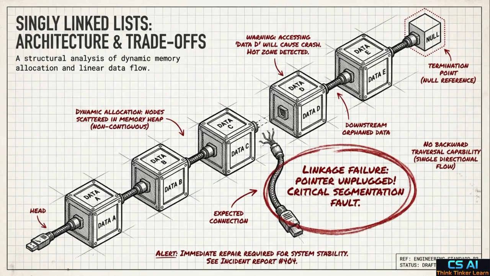However, there are critical vulnerabilities. If a pointer unplugged occurs, as shown by the broken connection after data C, it results in a linkage failure, causing a critical segmentation fault and leaving downstream unfound orphan data. Attempting to access data D after such a failure will cause a crash, making it a hot zone. This highlights the need for immediate repair for system stability, as noted in Incident Report 404. Also observe that there is no backward traversal capability in a singly linked list, emphasizing its single directional flow.